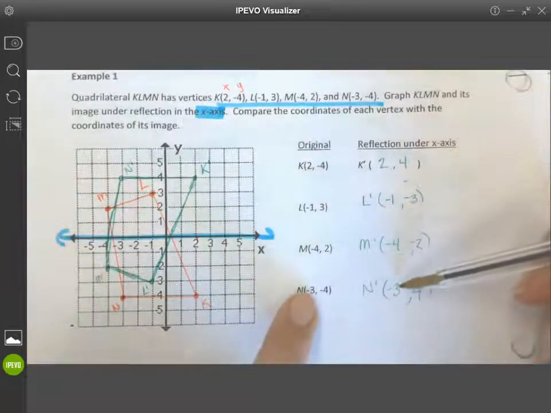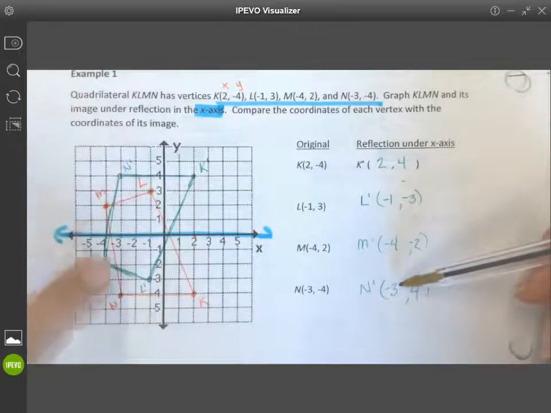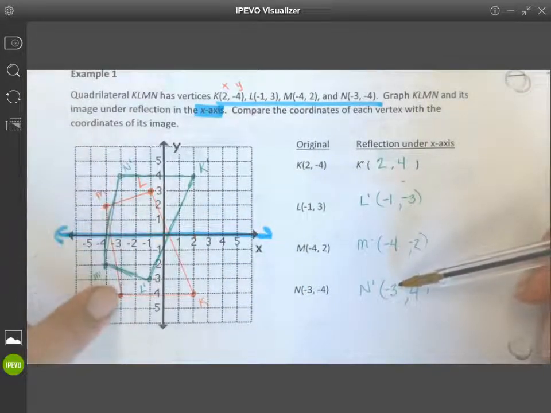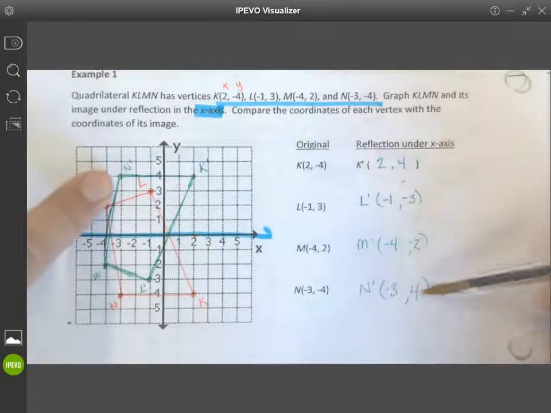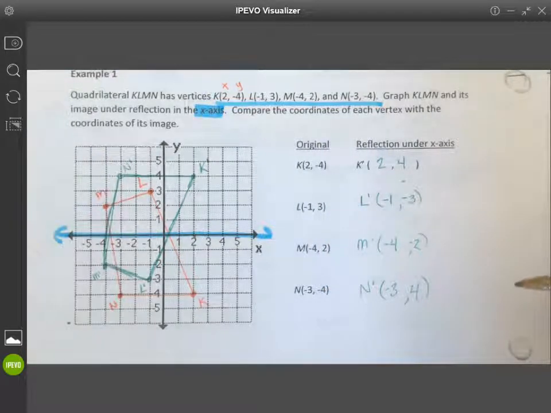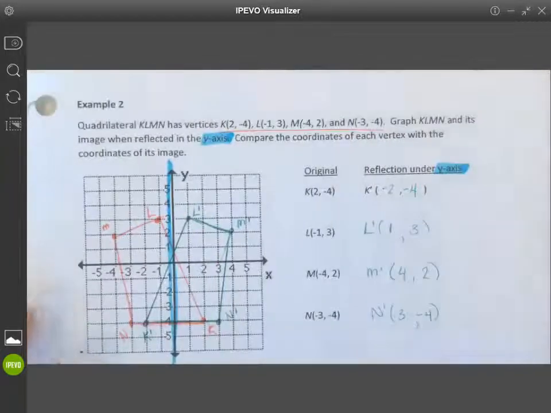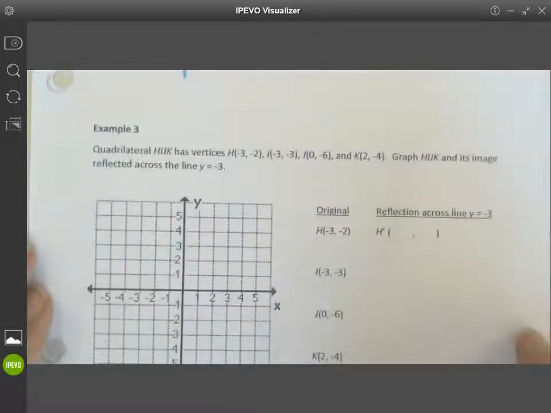The -3 stayed the same on N. Where's N? Right here. But it went from being down here at -4 to being up here at +4. So you can see there are rules to reflection, but I'm not going to ask you to memorize those rules. I'm actually going to ask you to use the graph to help you find that next thing. And here is why. Look at the next one.